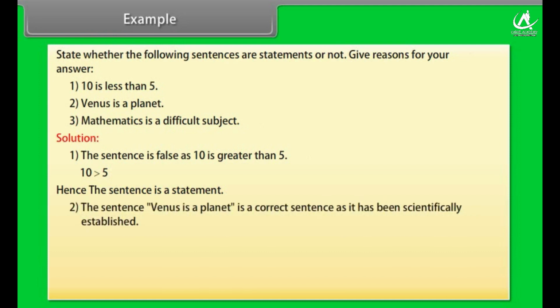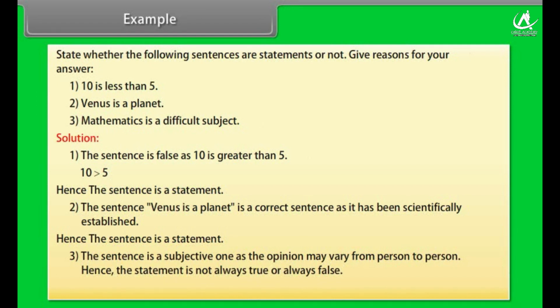The sentence, Venus is a planet, is a correct sentence as it has been scientifically established. Hence, the sentence is a statement. The sentence, mathematics is a difficult subject, is a subjective one as the opinion may vary from person to person. Hence, the statement is not always true or always false. Hence, the sentence is not a statement.